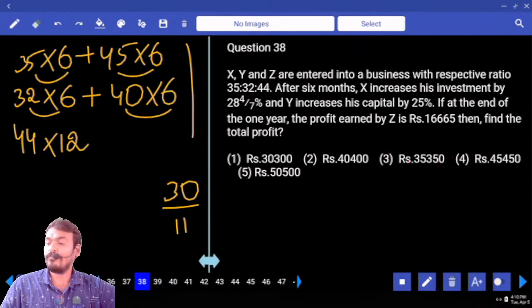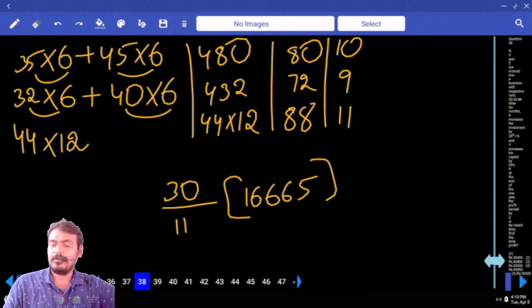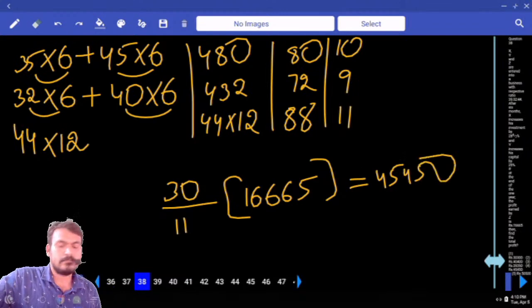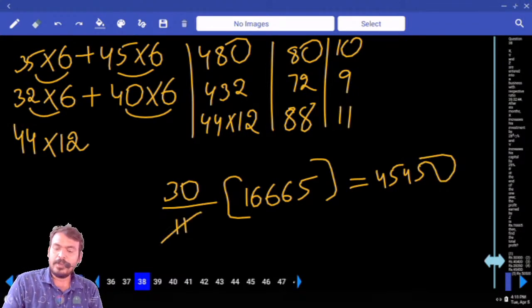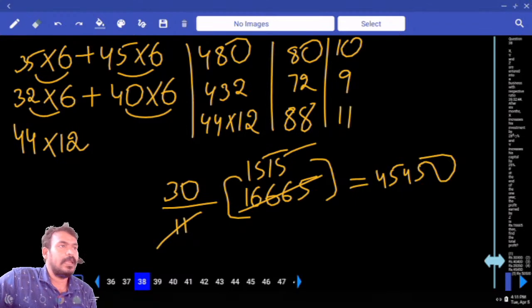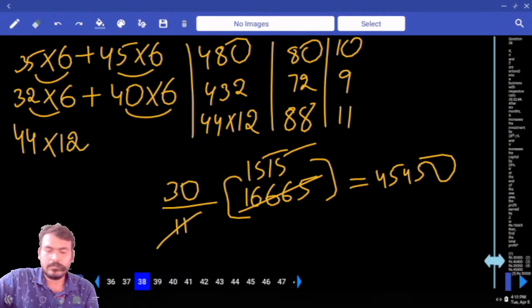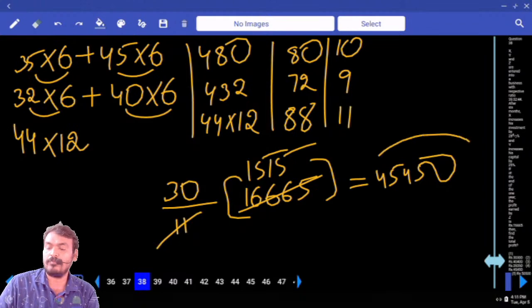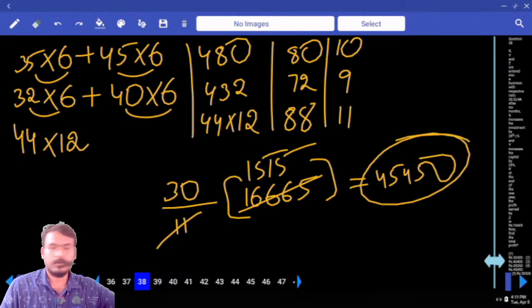Sorry, 454540. 45450. 11 how many times? 15 times, or not? Again 15 times, or not? 11 15s how much? 165. Again 165, or not? 30 into 15, 15 15s. Nothing but 45450.